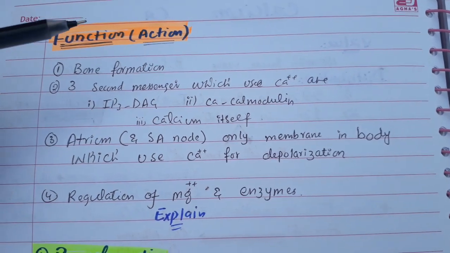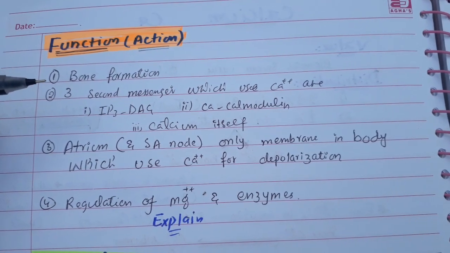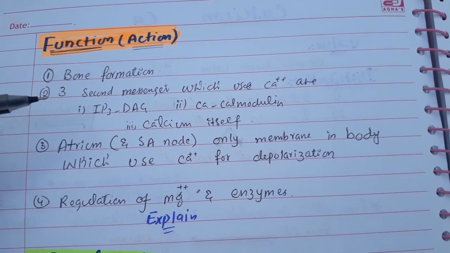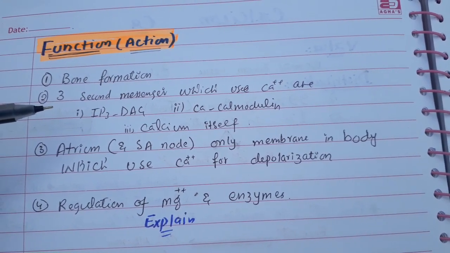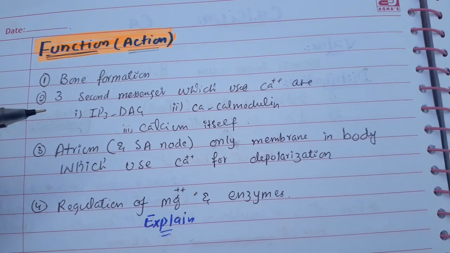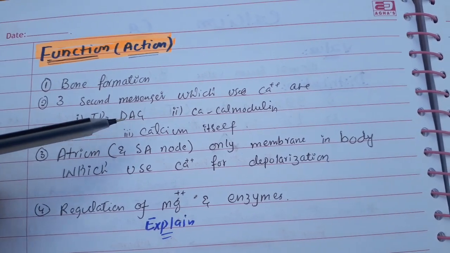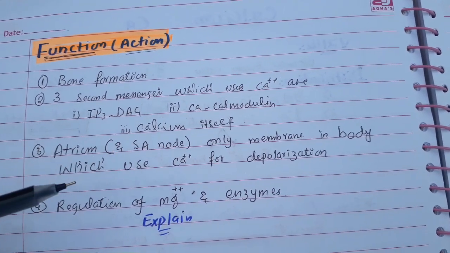So, functions or actions of calcium. Calcium helps in bone formation. There are three second messengers in our body which use calcium: IP3 DAG, calcium-calmodulin, and calcium itself.